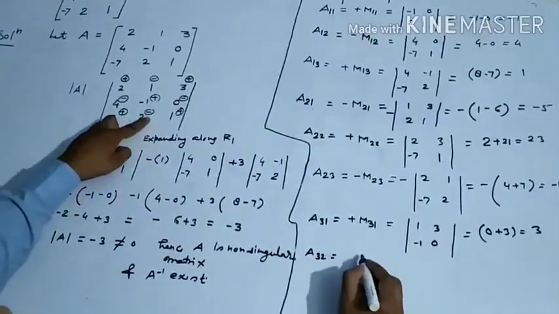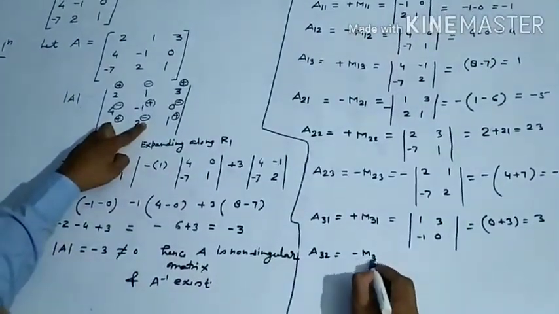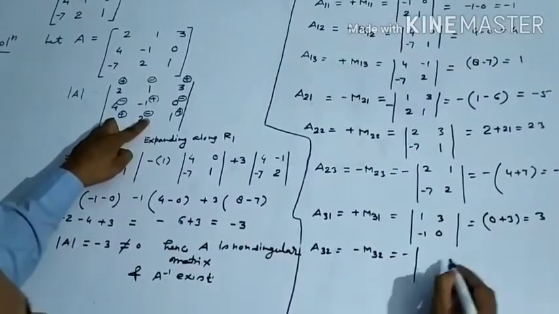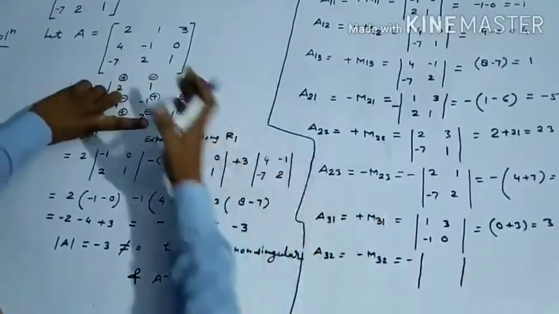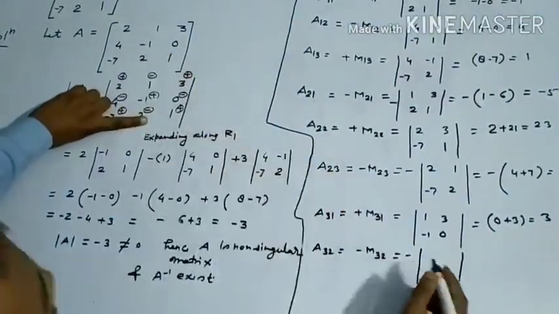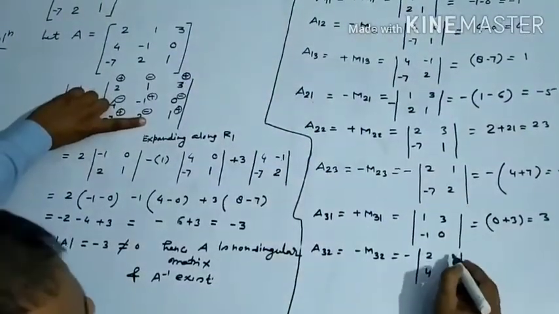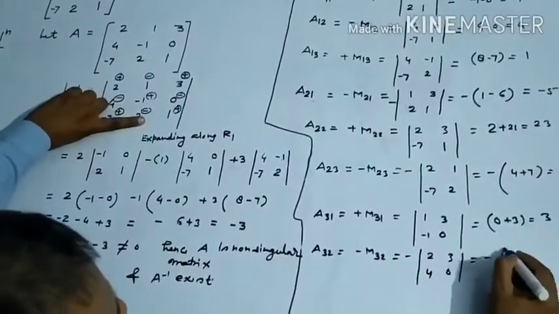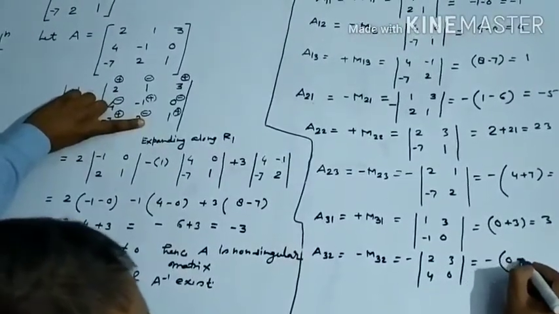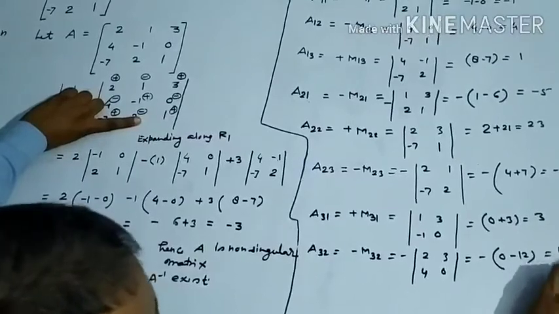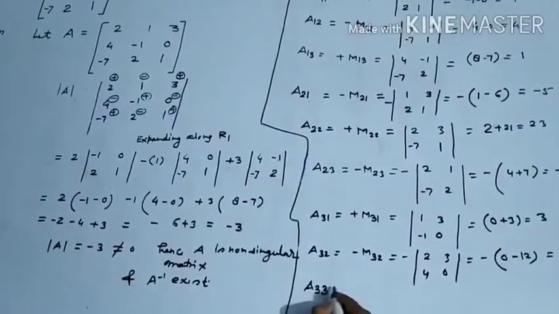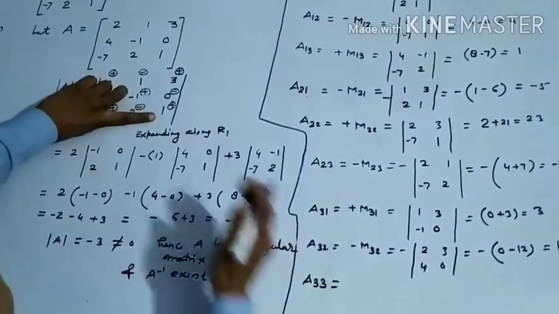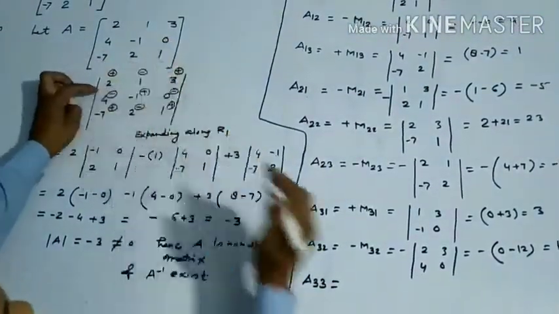Now A32, this is sign, this is the minus, then M32, this is equal to minor. Subdeterminant after leaving third row and second column is third row, this is the second column. So 2 4, and here this is the 3 0, or minus 0 minus 12, or this is simply 12. Now last, the cofactor of the element of third row and third column. So leave third row and third column.